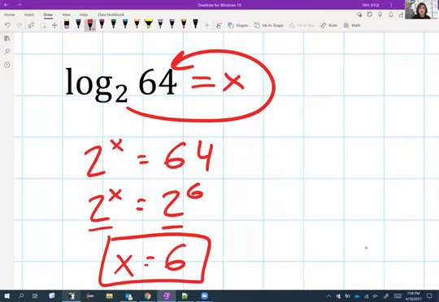So what did we do? Log base 2 of 64. We gave log base 2 of 64 a variable. We said it would equal x, and whenever we get x alone, we know we've solved our problem. We've used the loop to write it in exponential form, 2 to the x equals 64. We made sure that we knew what 64 was. We used our calculator, 2 to the 6th power. So if 2 to the x equals 2 to the 6th, x must equal 6.